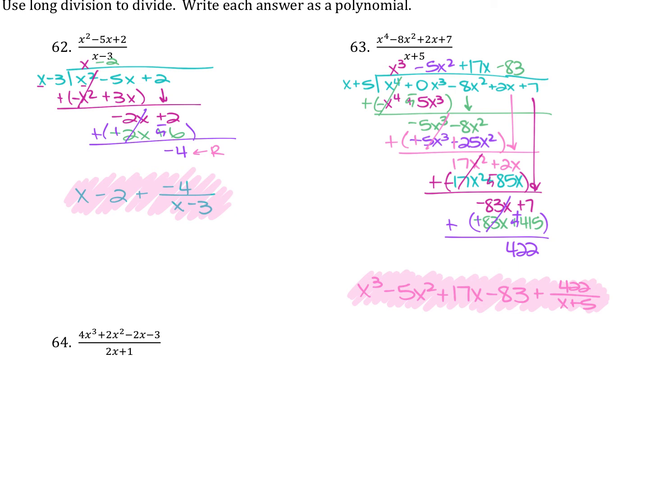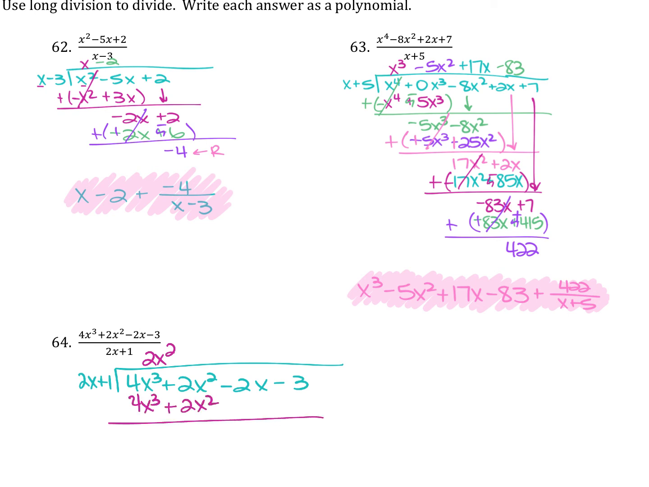For 64, we have 4x cubed plus 2x squared minus 2x plus 3 all over 2x plus 1. For this one, the 2x plus 1 is going to go on the outside. Then you have the 4x cubed plus 2x squared minus 2x minus 3 on the inside. The 2x times what is 4x cubed? That's 2x squared. That's going to give us 4x cubed plus 2x squared.